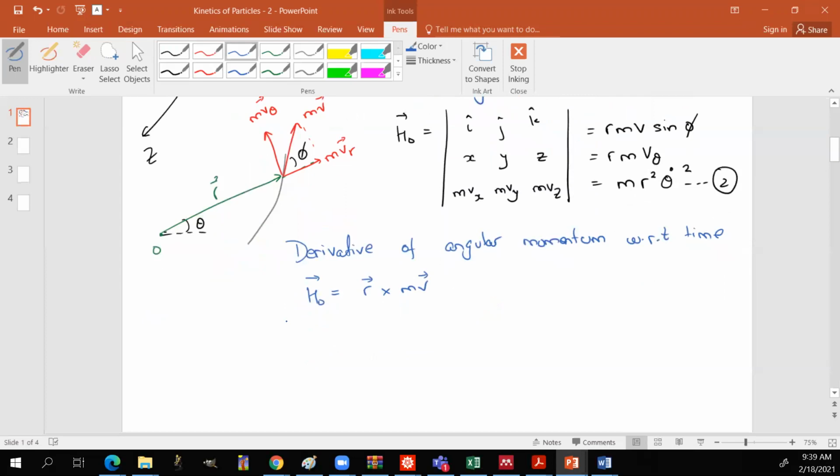If we take the derivative with respect to time, now we're going to do it the grown-up way. So it says H naught dot, and then for the dot, you use your chain rule. So you get r dot crossed with mv plus r crossed with m v dot. So the chain rule applies to the cross product as well. Now if we take a look at what's happening inside over here, what is r dot?